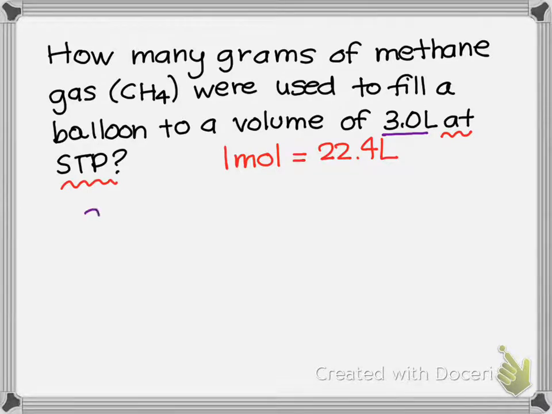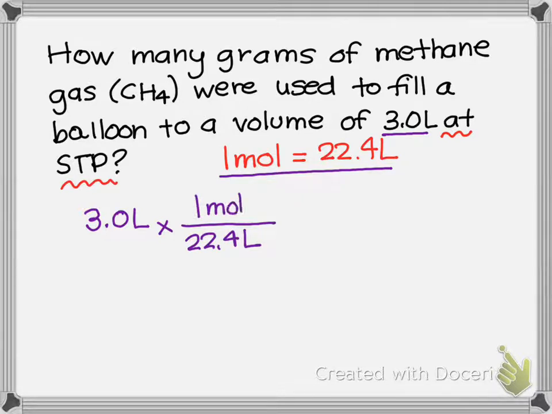So what I can do, I can say, okay, if I'm given 3 liters, and at STP, I can use anything that is written like this as a conversion factor. So I put the 22.4 liters on the bottom and the 1 mole on the top. So at STP, if I know the volume, I can calculate the number of moles. So I say 3 divided by 22.4, and I get 0.1, and I'm not going to round too much just yet, 339 moles, because the liters cancel.